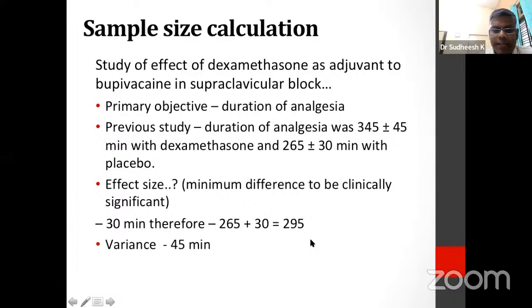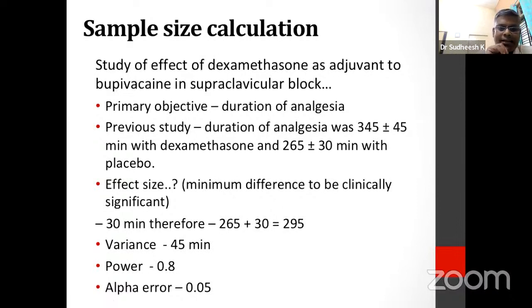With this, we add a variance of 45 minutes, because we can straight away take the variance from the previous study, as I told in the earlier study. The standard deviation can be considered as a variance. So considering all these things, and considering a power of, as I discussed earlier, conventionally 0.8 for all purposes and alpha error at 0.05.